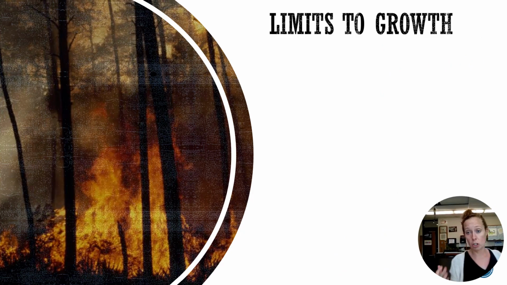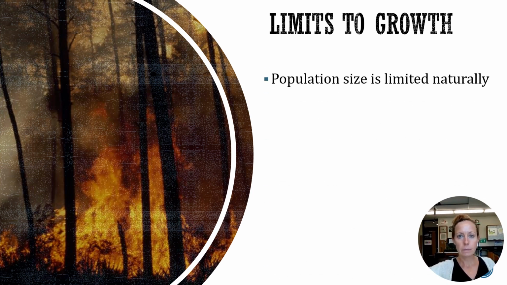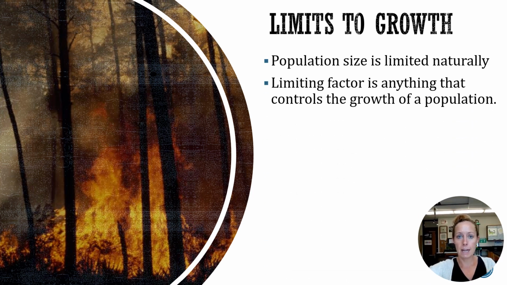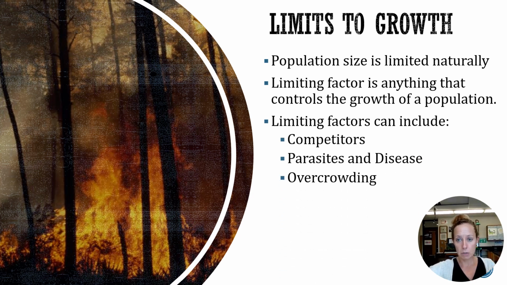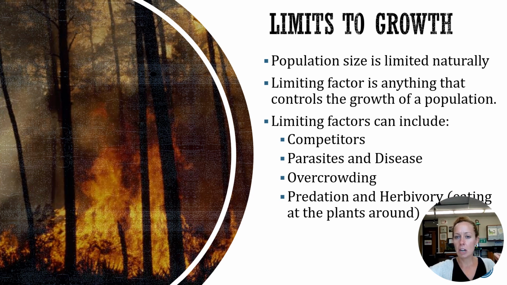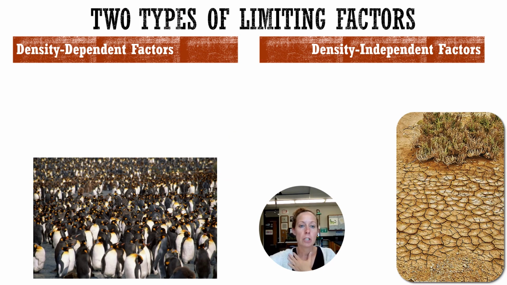Limits to growth. So what's going to stop this growth from occurring? Anything limiting, so it's naturally limited. A limiting factor is what stops it. So our factors can include competitors, parasites or diseases, overcrowding, predation, and herbivory. Predation and herbivory, which is predation on plants, right? Herbivores attack plants, herbivory, new word. Weather, fires, all that can limit your growth. Different types of limiting factors.